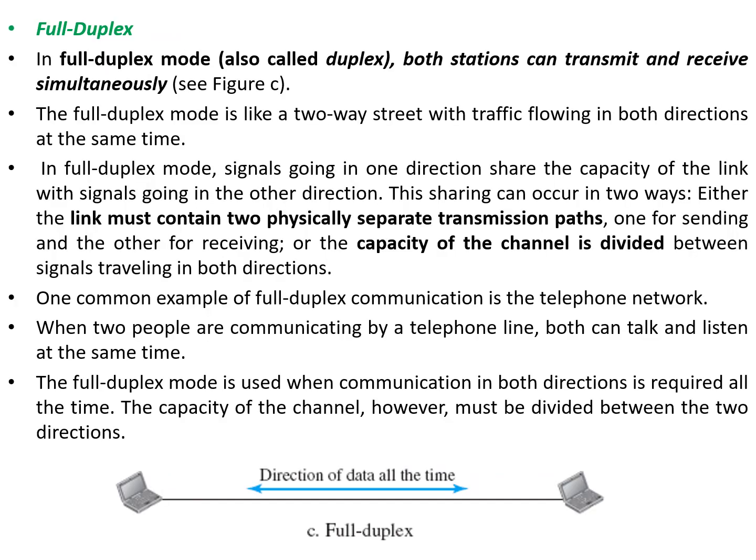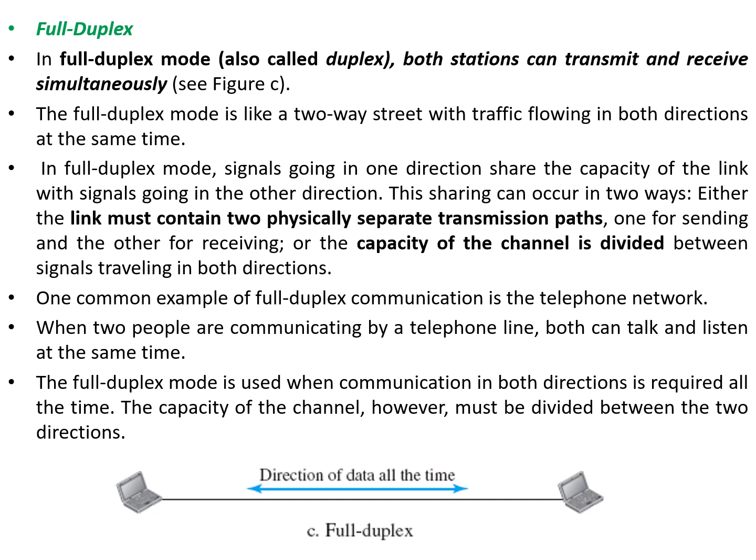The last type of communication we have is the full duplex communication. In full duplex communication, both stations can transmit and receive the information simultaneously. The full duplex is like a two-way street with traffic flowing in both directions at the same time.